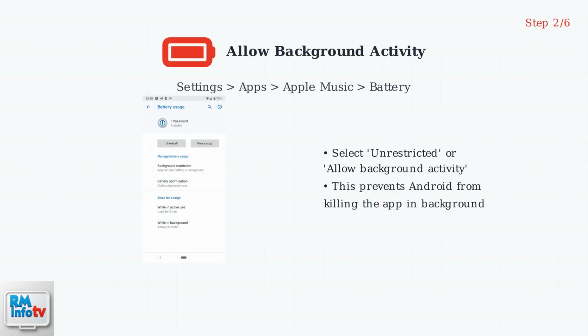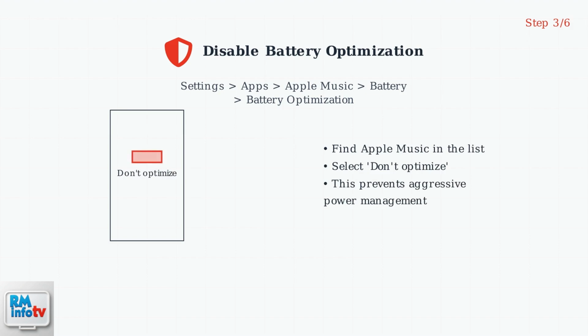Step 2. Allow background activity for Apple Music. Android's battery management can prevent apps from running in the background, which stops media controls from appearing. Step 3. Disable battery optimization for Apple Music. This is a more advanced battery setting that can interfere with media controls even when background activity is allowed.